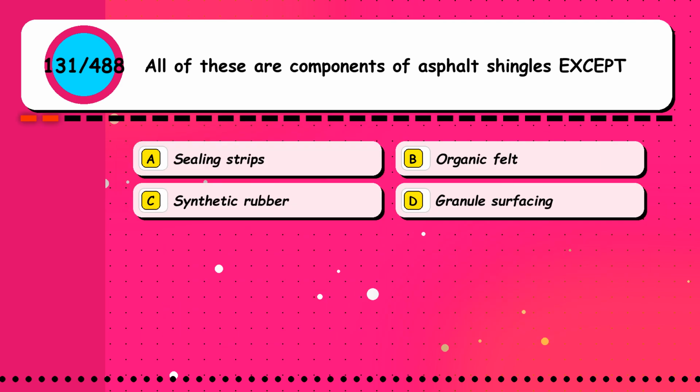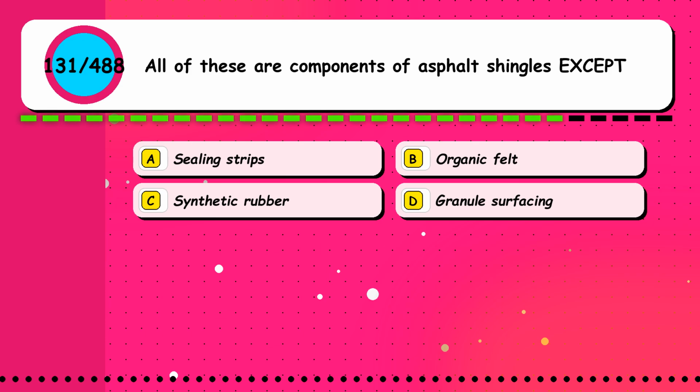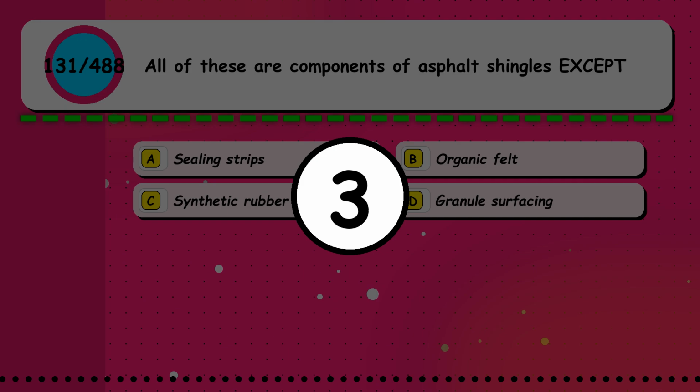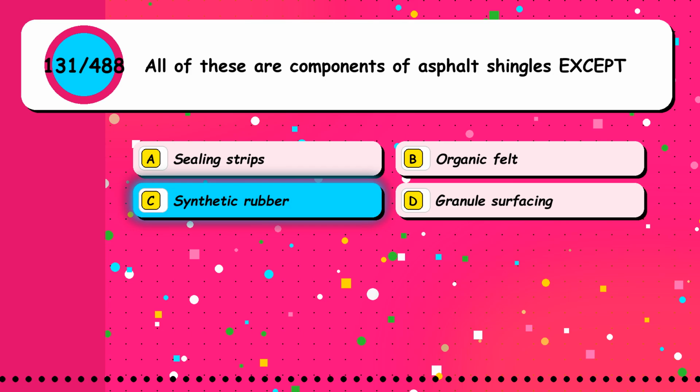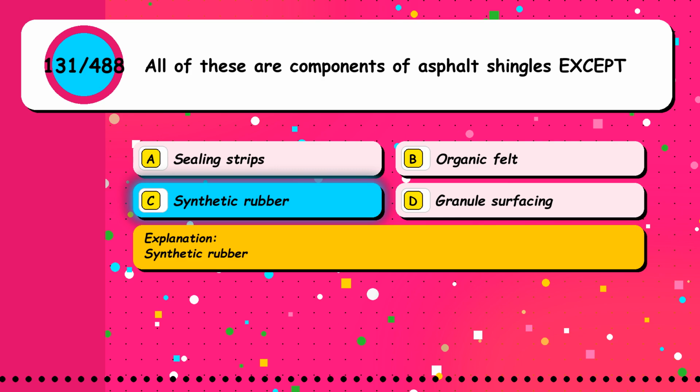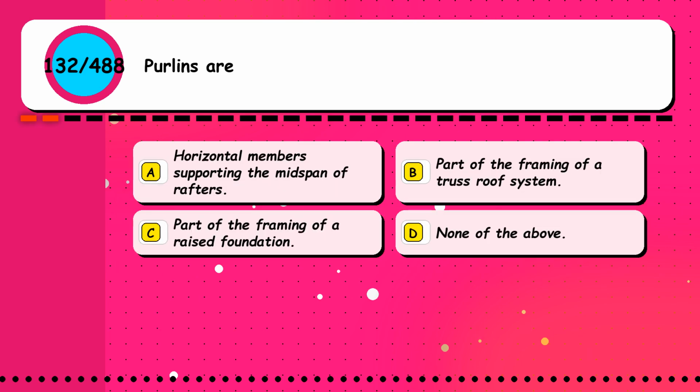Question 131. All of these are components of asphalt shingles except: option A, ceiling strips. Option B, organic felt. Option C, synthetic rubber. Option D, granule surfacing. The correct answer is option C, synthetic rubber.